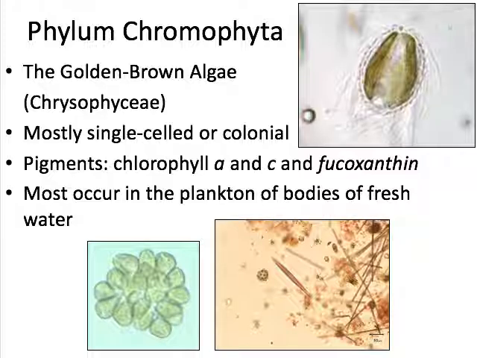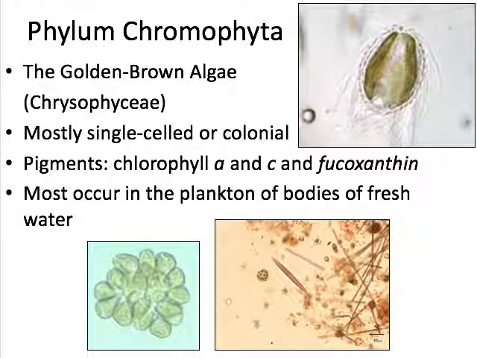The first type is the golden brown algae. These belong to the family Chrysophaceae, and you can see the spelling there on the screen. It's kind of a unique spelling. Remember, if you just pronounce a family name with authority, people will think you know what you're saying.